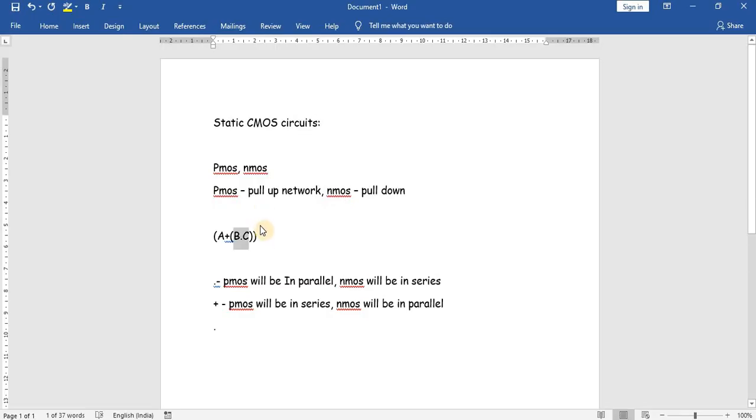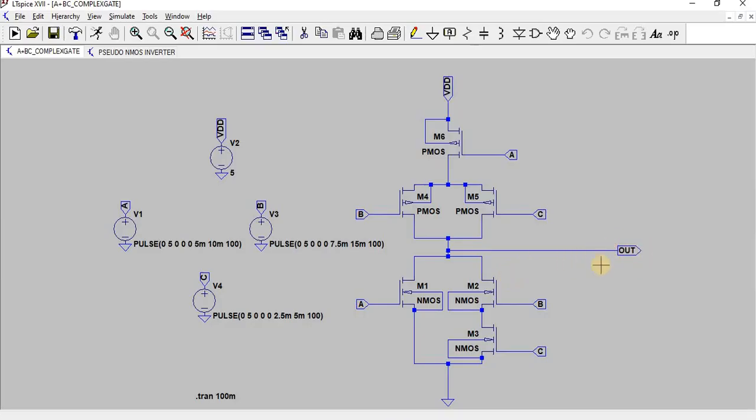So on the output side, it will provide the complementary output. A plus BC bar will be the output. So suppose you want to design A plus BC in its normal value, then you put an inverter on the output side, and you will get A plus BC. Whereas here, in this complementary output, you get A plus BC bar. Suppose you want to get A plus BC, then put a NOT gate on the output side, and you will get the proper output as A plus BC.